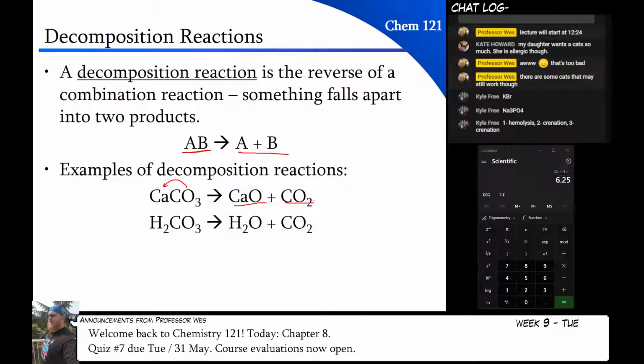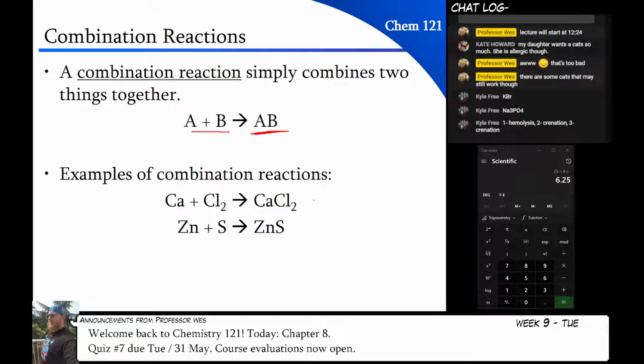Now, I should mention that the combination or decomposition may have some stoichiometry involved. In other words, these reactions right here very conveniently add together. But something like this is also a combination reaction. And then if I balanced it, it would look like this. So this would also be a combination reaction, because I combined two elements together.